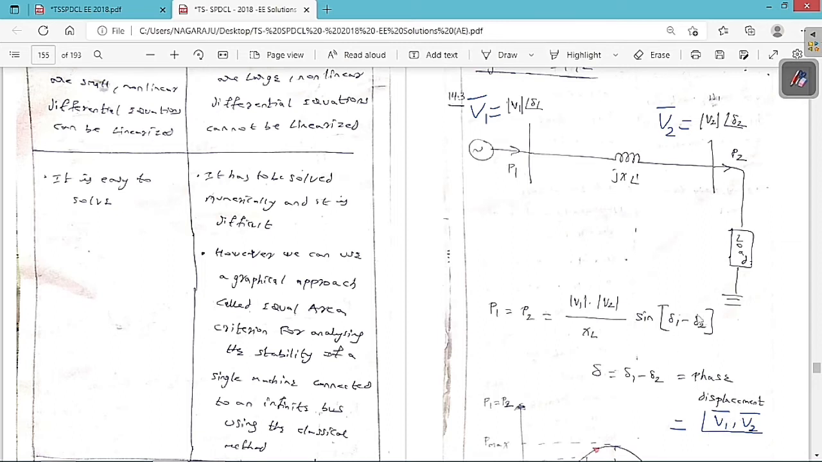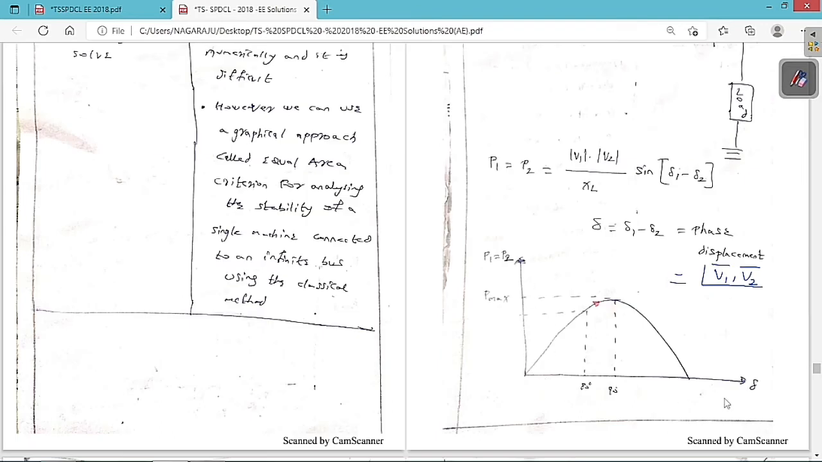So now I can replace delta 1 minus delta 2 with delta, and I am going to draw the diagram of this equation. If I draw the power angle diagram, P is equal to mod of V1 mod of V2 by XL into sine of delta. Then we get a sine graph. This is P1 equal to P2, and at 90 degrees we get the maximum power.